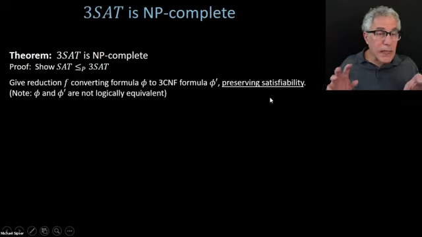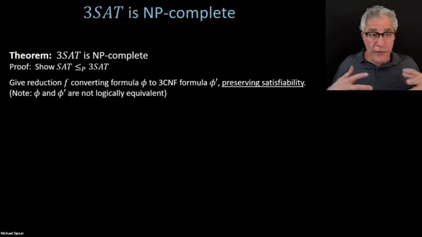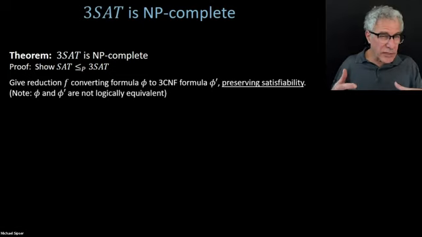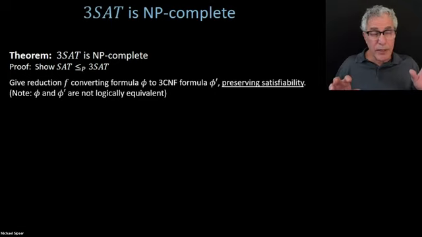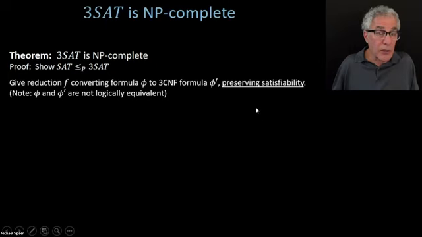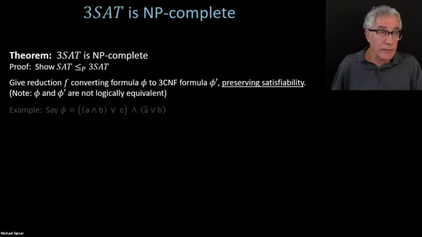And phi prime is not going to be logically equivalent to phi, because I could do that too. I can convert any formula to a logically equivalent CNF formula, maybe not even a 3CNF, but you can get a CNF, but it might be exponentially larger, and that's not good enough. I have to do the reduction in polynomial time, so I can't generate a formula that's exponentially larger. And so I'm going to do that by adding additional variables. So it won't be logically equivalent because the new formula is going to have additional variables in it.